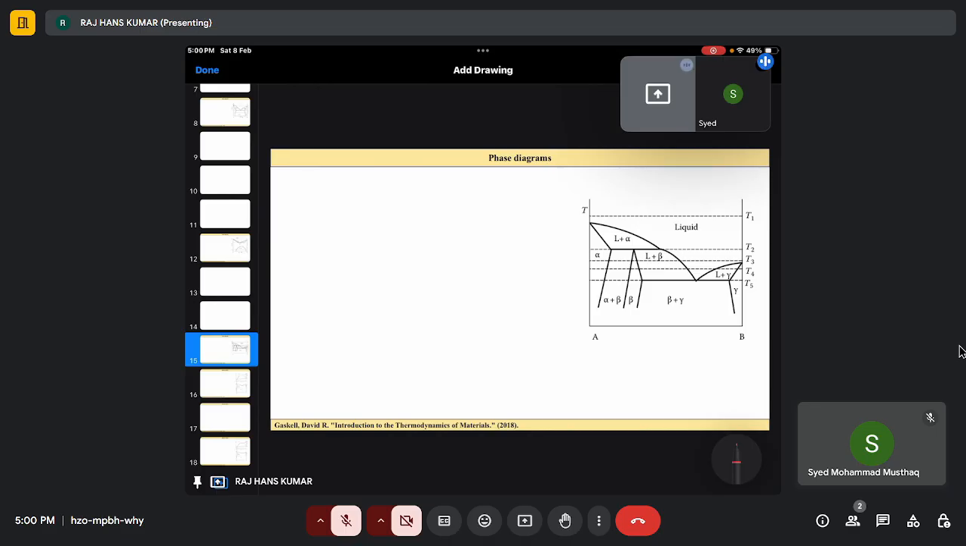Now, coming to the most complex diagram, right? So what type of invariant points are we seeing here, in various points, right? I have one invariant point here, right? So how many phases do I have? One, two, three, four, five. I have five phases. And how many components? Two. Again, how many phases are here?